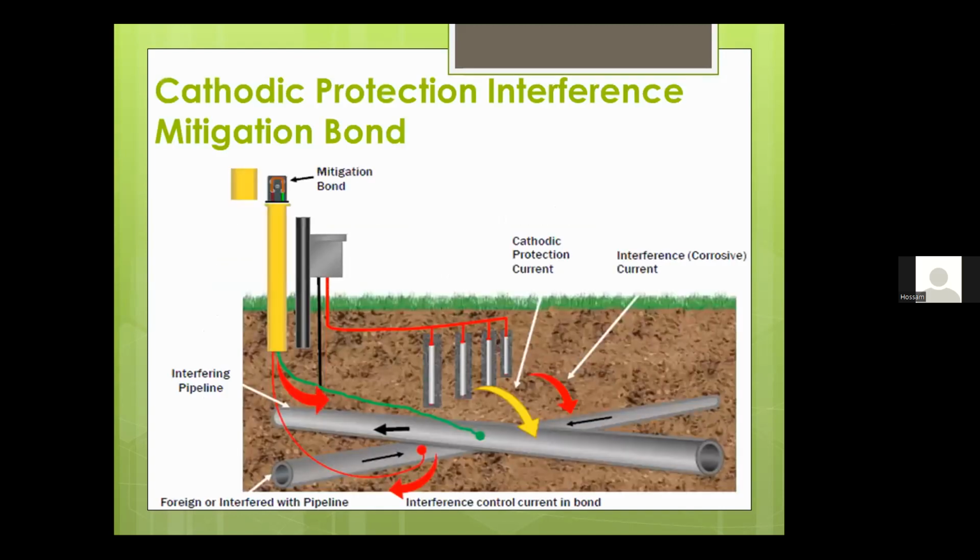Here is a mitigation. This is a drain point, or mitigation point, for interference. And instead of the impressed current, the interference current, being discharged from the pipeline, it will be discharged from this pond, which has the green color.